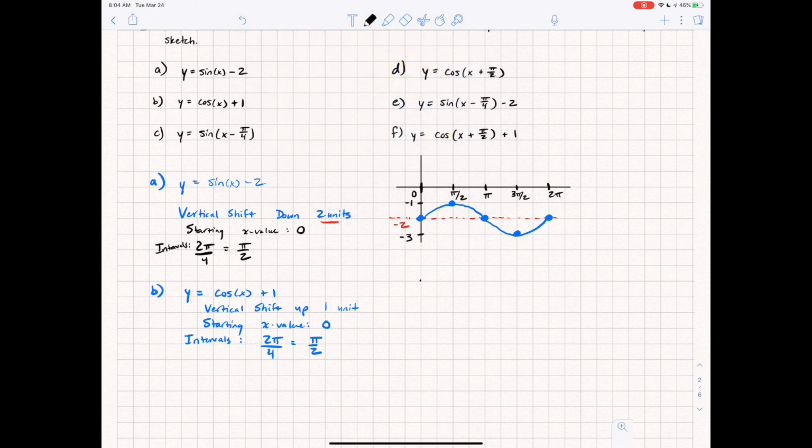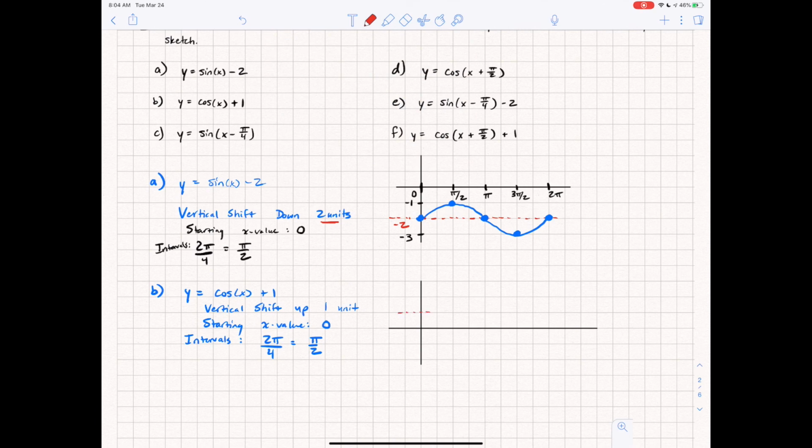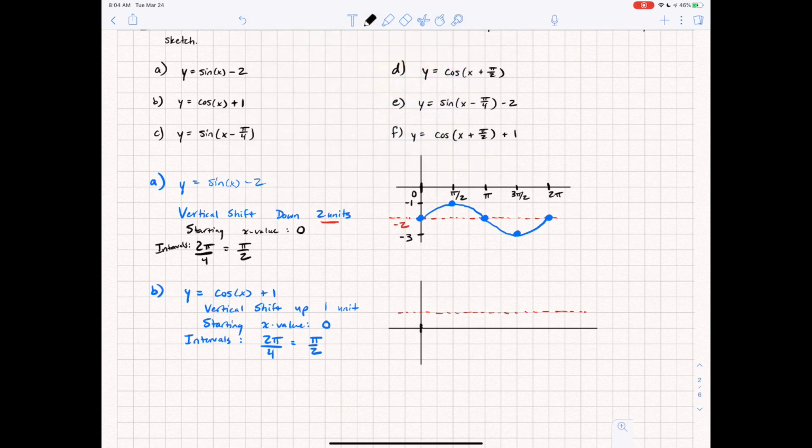So I'm going to go through and draw my x and y axis. I'm going to go through and put in my midline. So my midline is here at 1. And then I'm going to put in my dash marks. So this is 0. The next step would be plus pi over 2, then pi, 3 pi over 2, and then 2 pi.